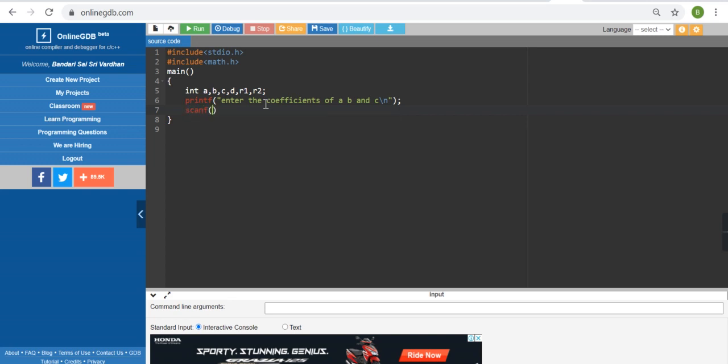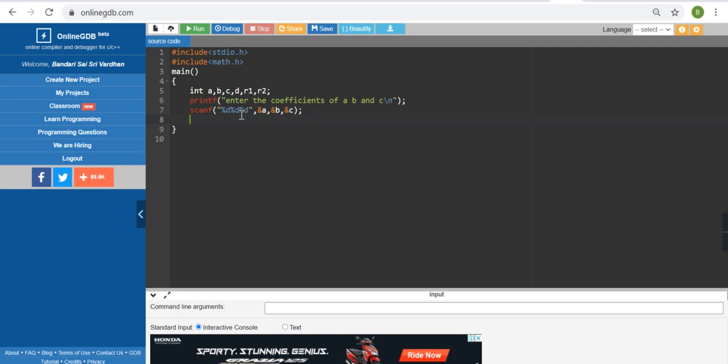Now using scanf, I am getting the values of the coefficients of the quadratic equation a, b and c. For example, here what should I write? The address of the numbers a, b and c: ampersand a, ampersand b, ampersand c, right?